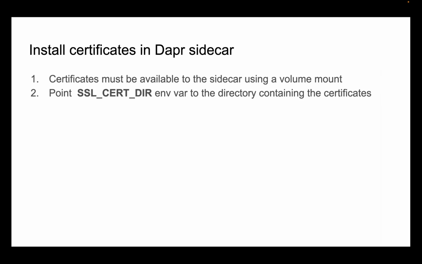So moving forward, for that you need two things essentially. If you're using self-hosted mode, and Dapr is running as a process, the first part is really straightforward because you just have to install the certificate in your host operating system.